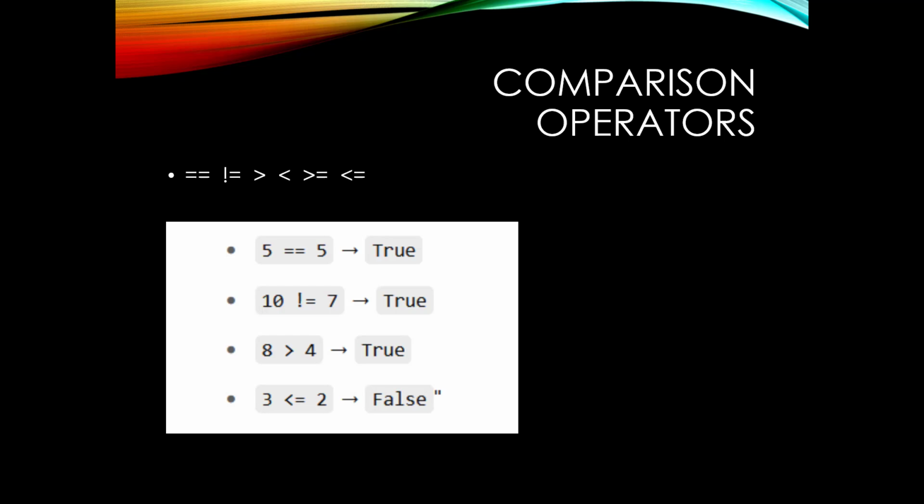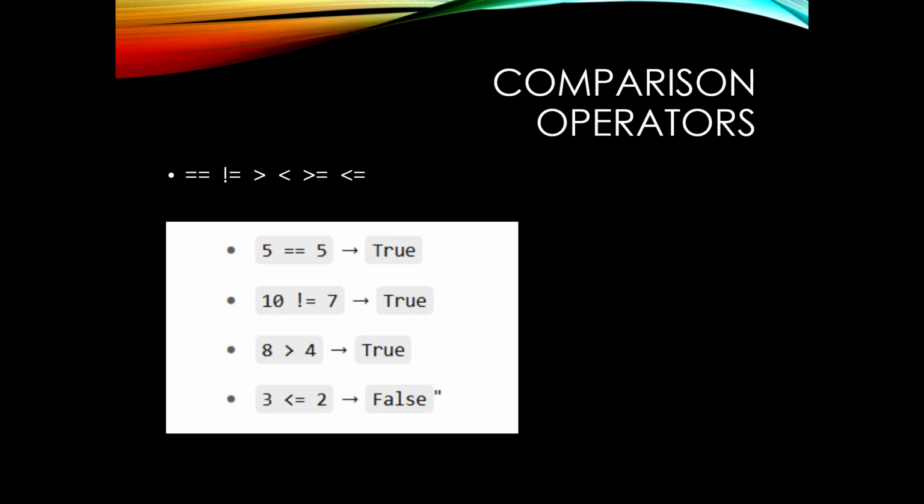5 equals 5, it's always true. 10 not equals 7. Yes, it's true. But is 10 equals 7? No, it's false, right? So 8, is it greater than 4? Yes, it's true, right? Next, 3 less than or equal to 2? No, so it's false. So these are really very useful for writing conditions in if statements, which we will explore more soon.